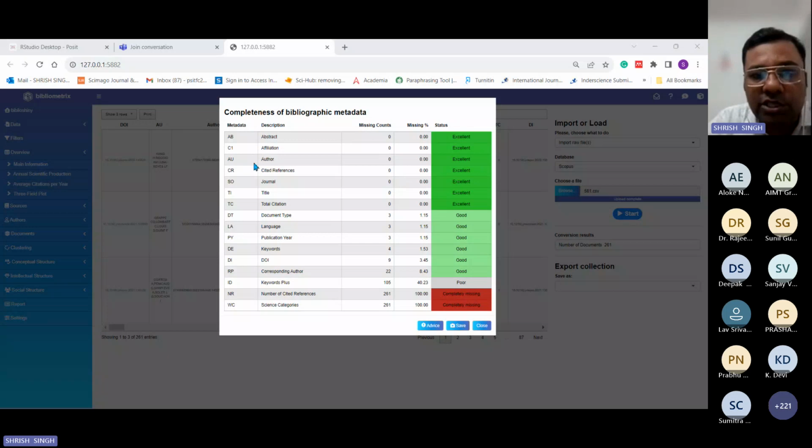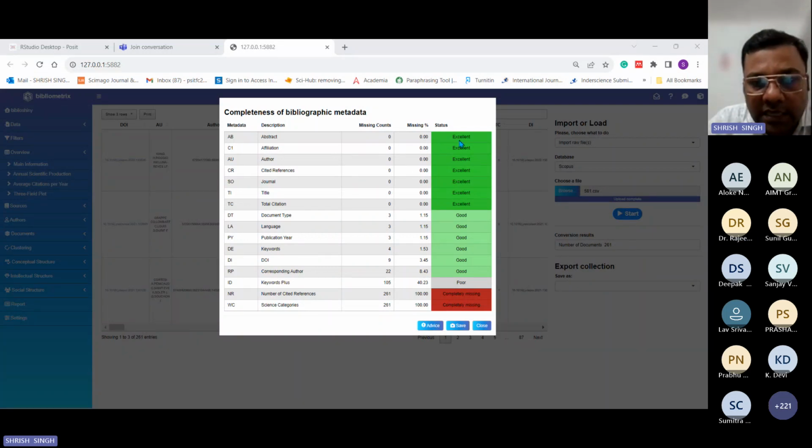Authors are clearly mentioned. Cited references are clearly mentioned. Journal names are mentioned. Titles are mentioned, and total citation is also mentioned. So all these things are clearly mentioned, and these are excellent signs, meaning your data is good. You can analyze the things with that data, right?